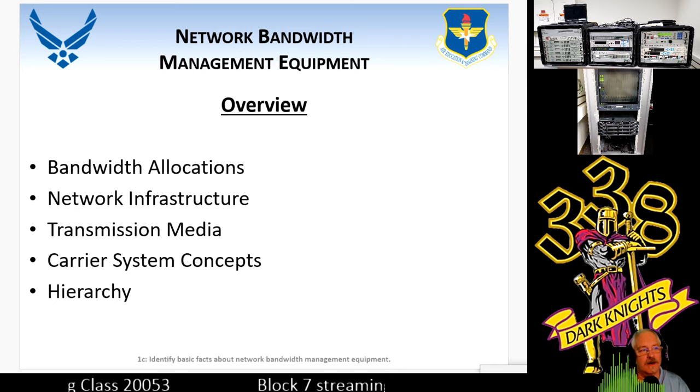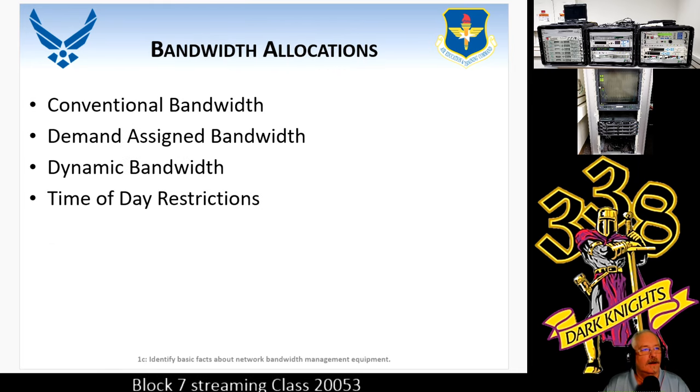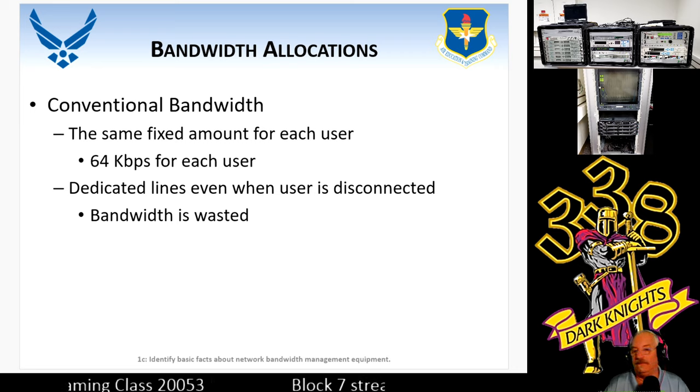All right, so let's go on and continue to bandwidth allocations, network infrastructure, transmission media, carrier system concepts, and hierarchy. Remember I was talking about that earlier? There are four, count them, four different bandwidth allocations. You've got conventional, demand assigned, dynamic, and time of day. Let's look at each one of them. Conventional: the same fixed amount for each user. It's 64K for each user, the dedicated line. The problem is, if you're not using it, it's wasted bandwidth.